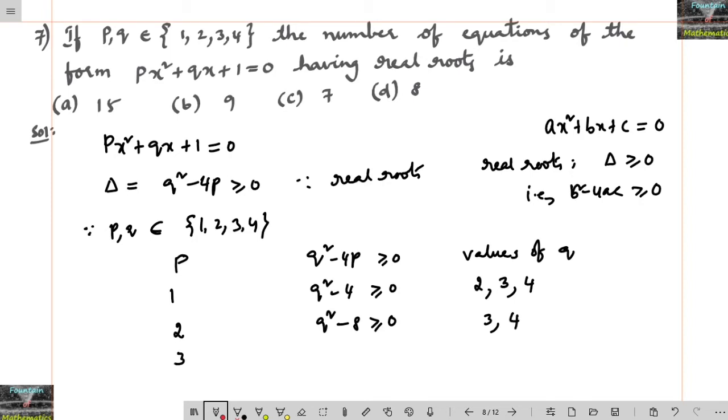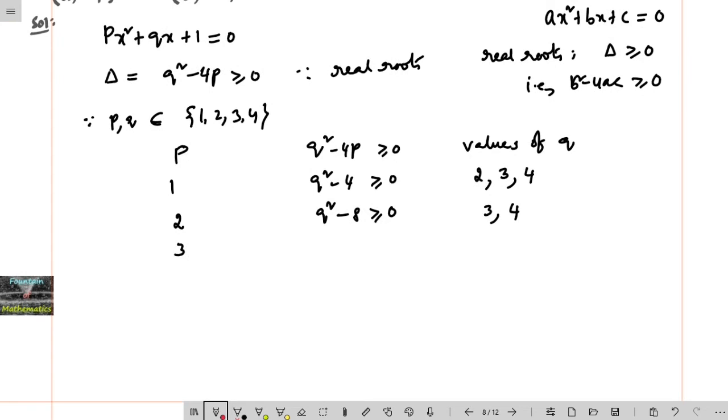If p is equal to 3, we can write q square minus 9 greater than or equal to 0. Taking q equal to 3, 9 minus 9 is possible. Once again, I'm sorry, this is not 9; here it is 4 into p, 4 into 3, which means 12. So q square minus 12: 3 will not satisfy, 9 minus 12. But 4 will satisfy, 16 minus 12, 4 is positive.